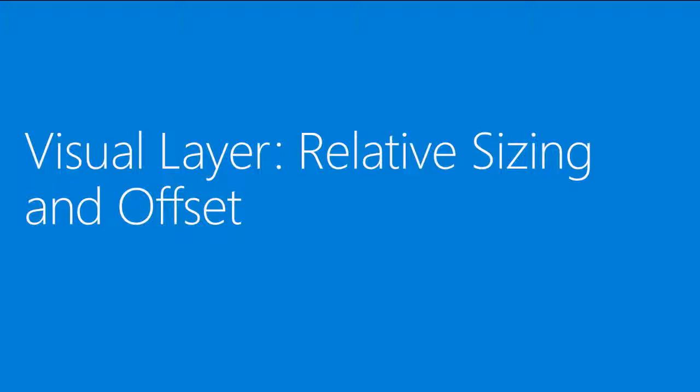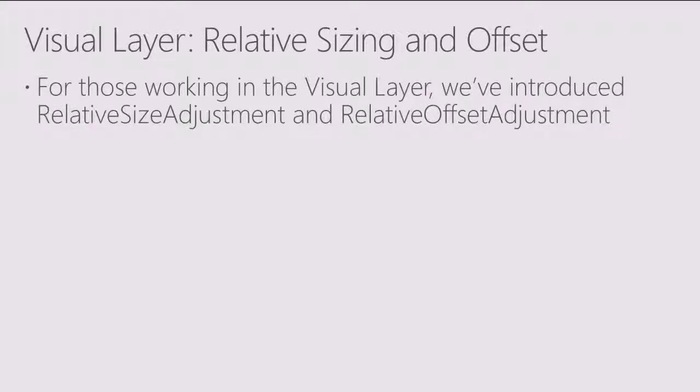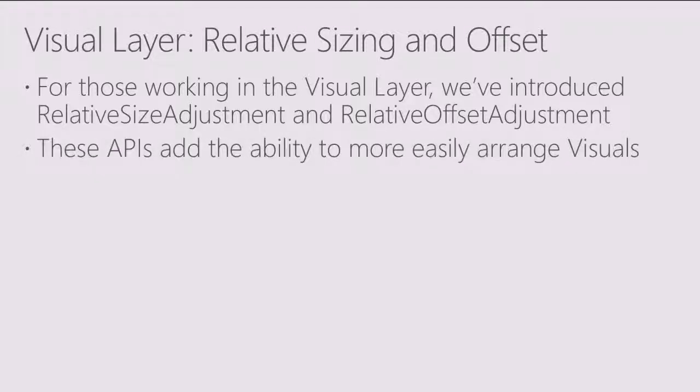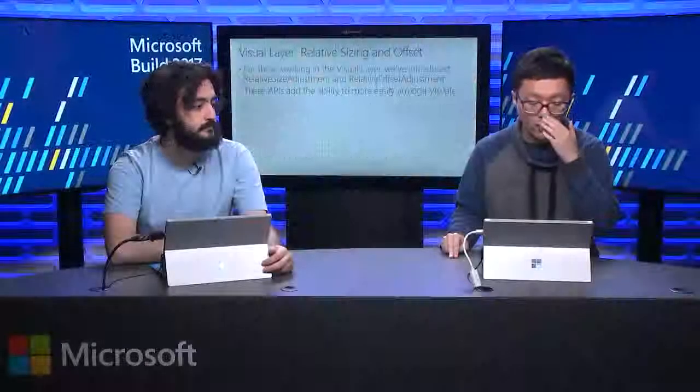Now we're going to be diving a little bit deeper into the visual layer. This is for those who are working in the visual layer for some advanced scenarios. Previously in the visual layer, you were only able to specify a position, like offset and size, in absolute coordinates. And we've noticed that a lot of people have been using expression animations to arrange the visuals in the right place with the right size, commonly using ratios dependent on a different visual's size. Right. And we wanted to make that easy.